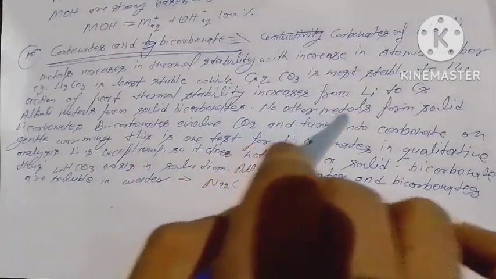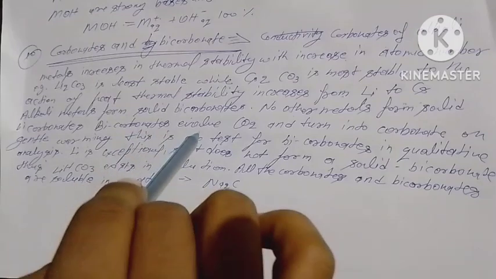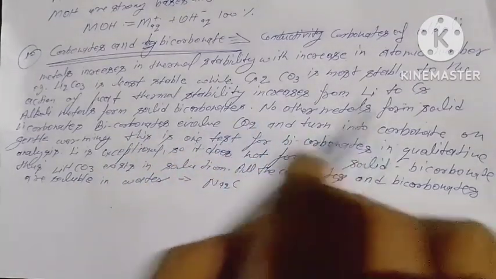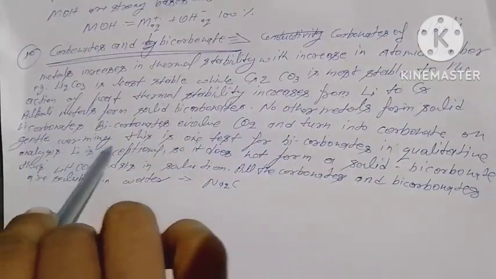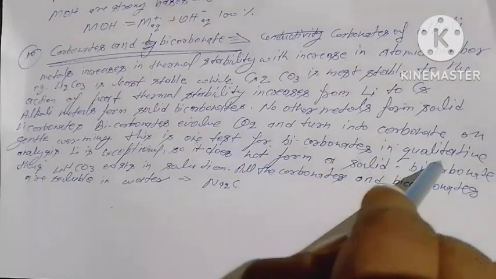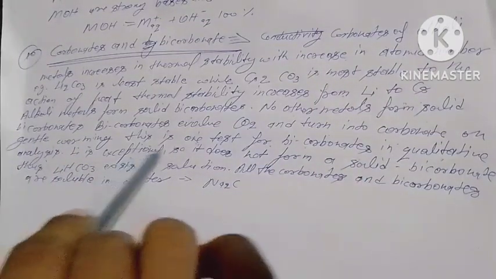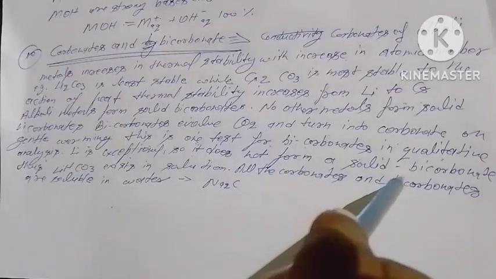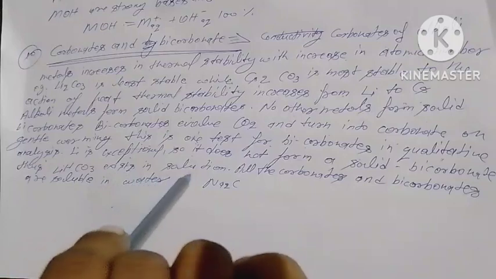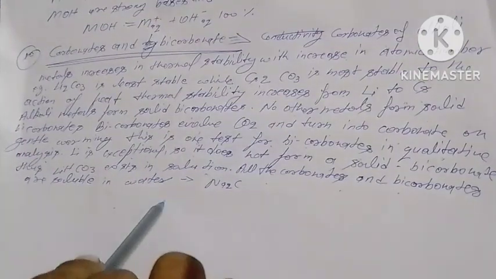No other metals form solid bicarbonates. Bicarbonates evolve carbon dioxide and turn into carbonate on gentle warming. This is one test for bicarbonate in qualitative analysis. Lithium is exceptional, so it does not form a solid bicarbonate. Thus, lithium bicarbonate exists in solution. All the carbonates and bicarbonates are soluble in water.